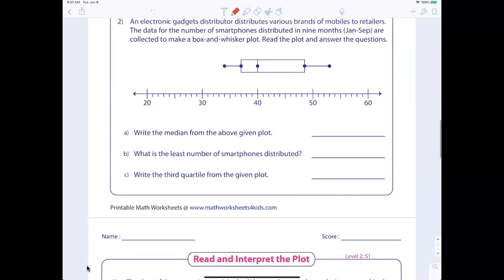All right, so somebody tell me, what's the median? 40. What's the least? 34. What is the third quartile? 48.5. Yeah, if you said 49 or 48 or 48.5, I don't care. Everybody okay with that? Everybody agree that's kind of easy? I just kind of got it right.